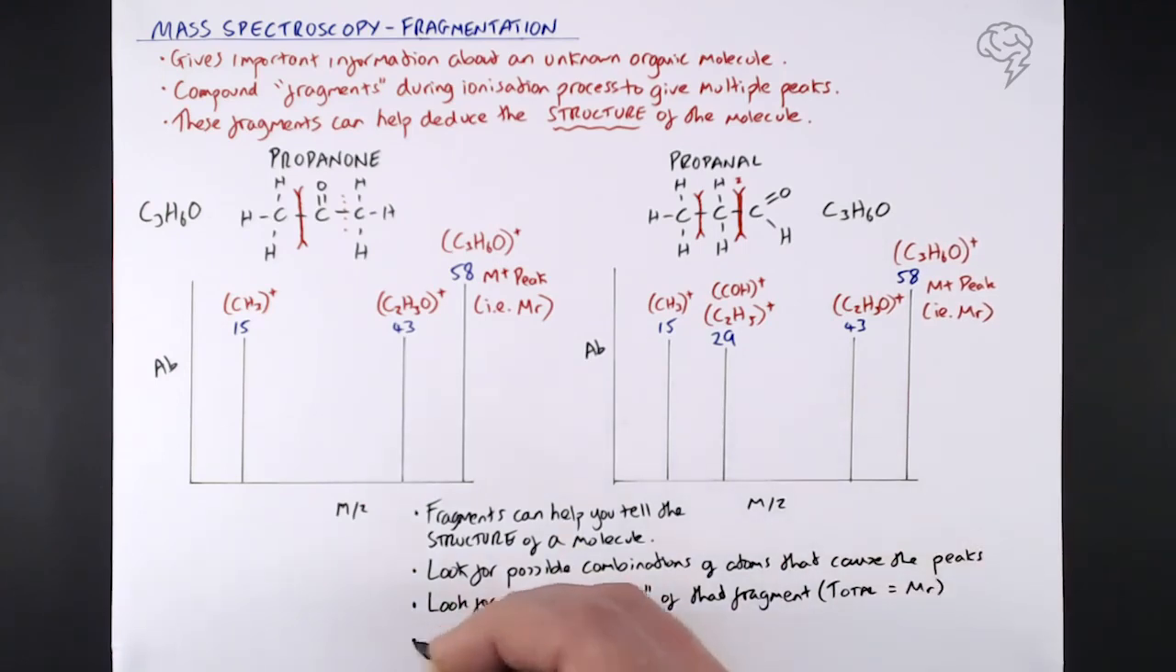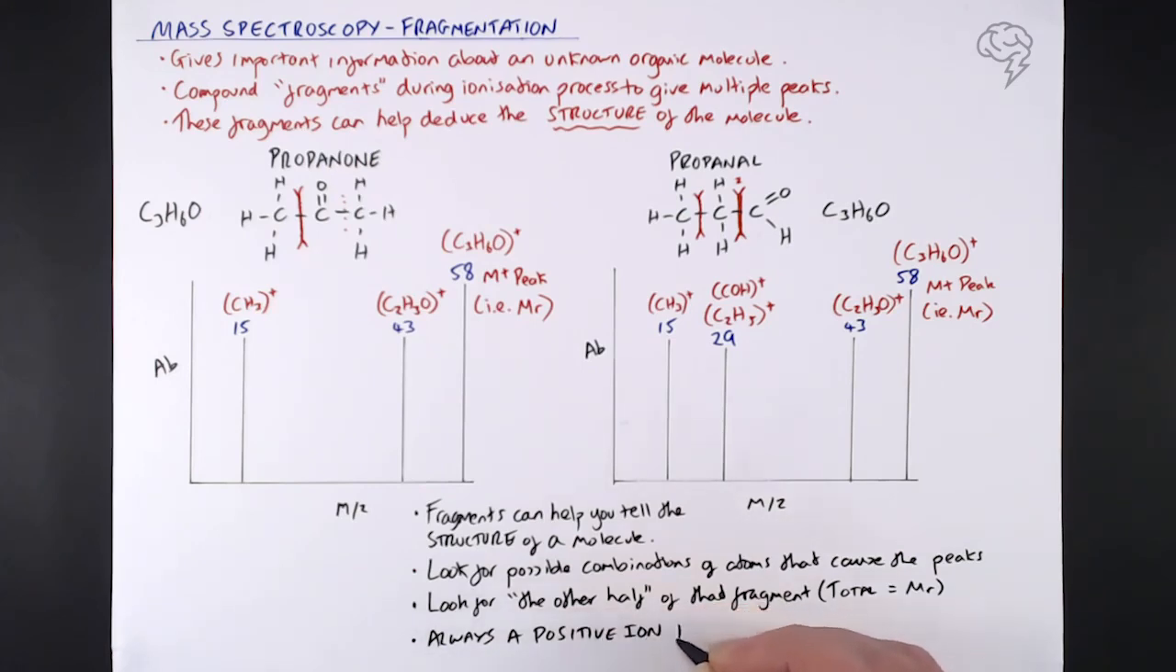And last, really importantly, because students lose marks on this all the time, it's always a positive ion that causes a peak. If they ask you what causes the peak at 15 and you write CH3, you're not going to get a mark. If you write CH3 in brackets plus, you will get the mark because it's the ion. Everything in a mass spec is ionized, don't forget.